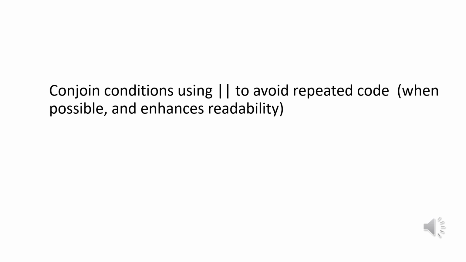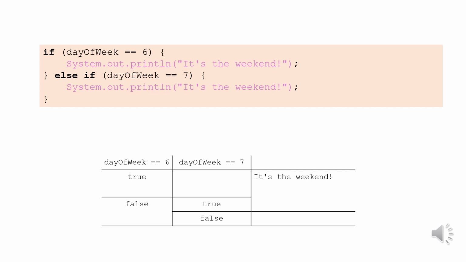So far, we talked about scenarios where we can conjoin conditions together using an operator. And sometimes we can conjoin conditions together using the OR operator to avoid repeated code. Now let's take a look at this code example. Here we have an if and else if structure, and the body of the if and else if is the same. We have a single line of code repeated across these branches. This is a clue for us that we may be able to conjoin these two conditions together using the OR operator.